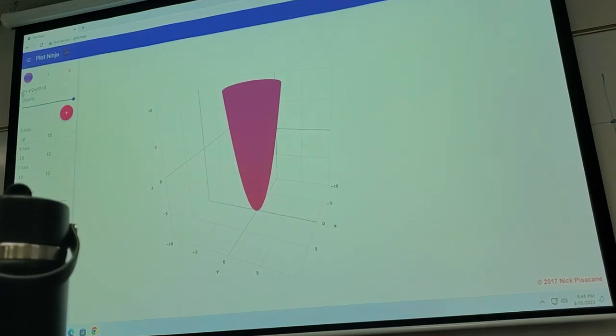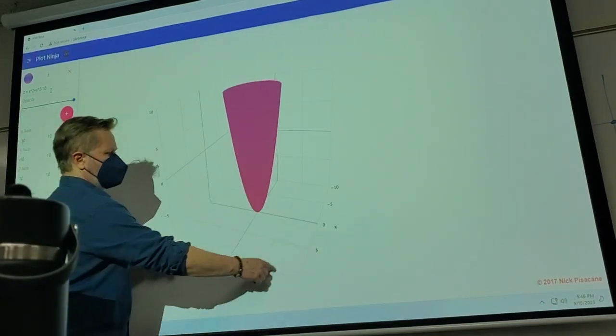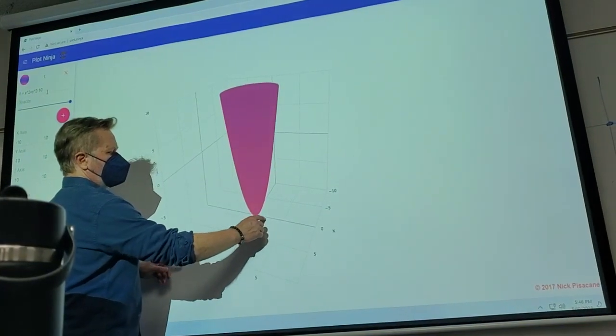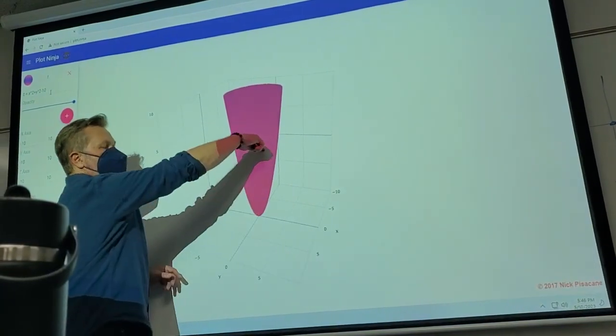Look in the corner here. You see the formula for this? z equals x squared plus y squared minus 10. So as I move in the xy plane, whatever point I'm at, I input the x, I input the y, and the output is z.